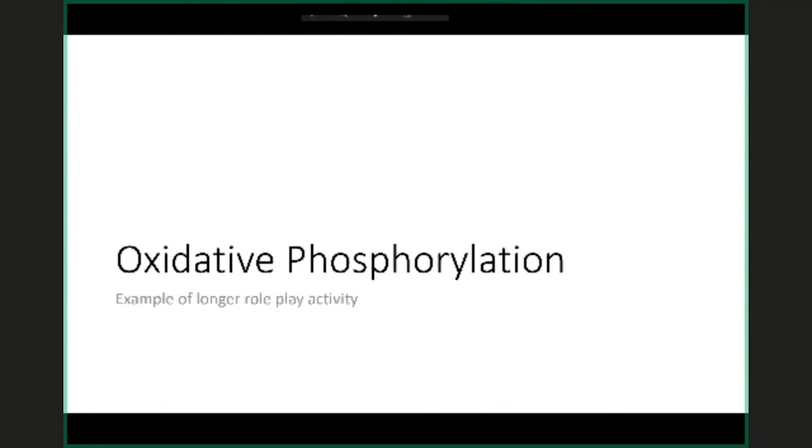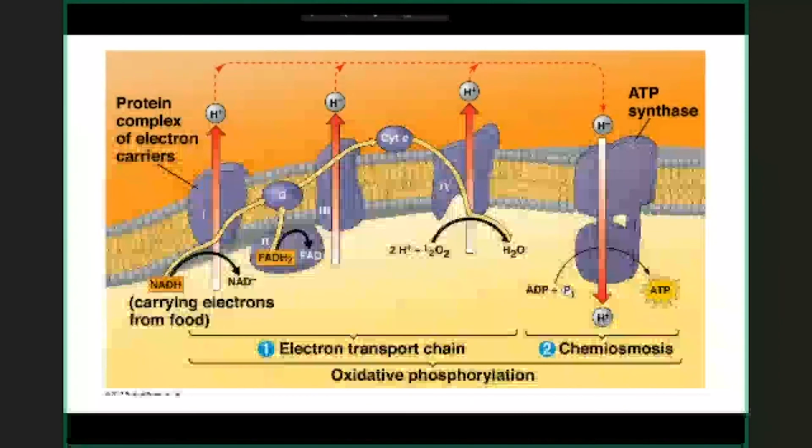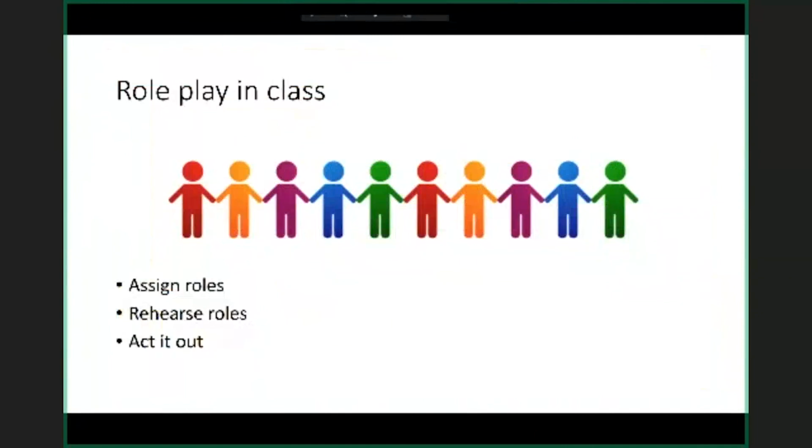For the long play activities with oxidative phosphorylation, I would lecture on the components of oxidative phosphorylation. We would separate out the electron transport chain and the chemiosmosis part, and talk about the components involved in it. I also play an animation to give them some idea about how the electrons and protons are being transported, and how ATP is being synthesized. So we go through that.